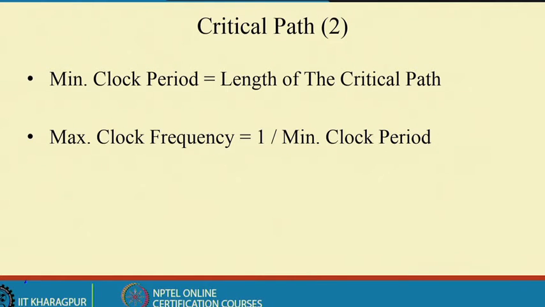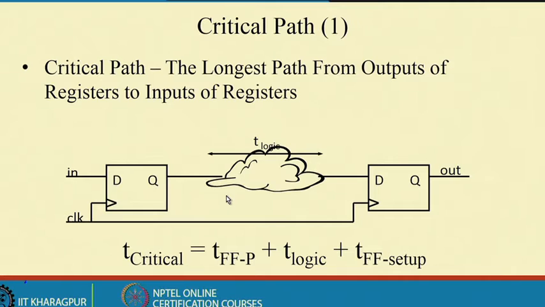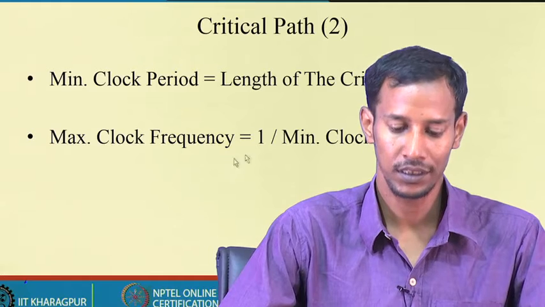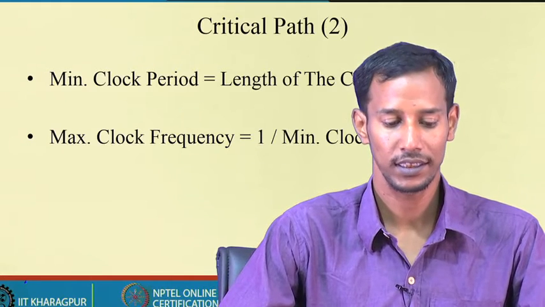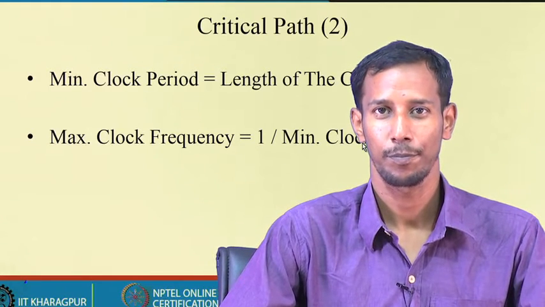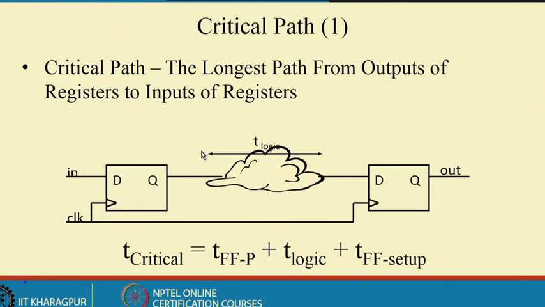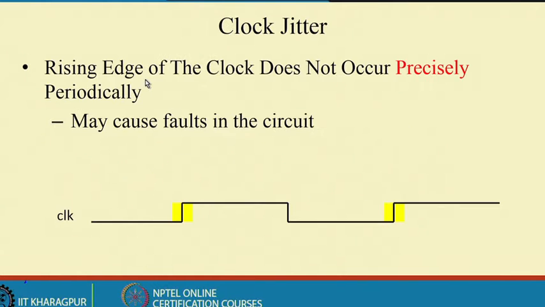Once you get the critical path, the minimum clock period is the length of the critical path, and the maximum achievable clock frequency equals 1 divided by this minimum clock period. So, this is the definition of maximum clock frequency, and this is the definition of the critical path.